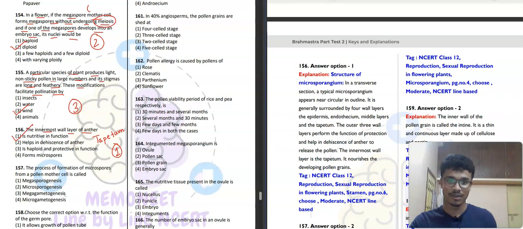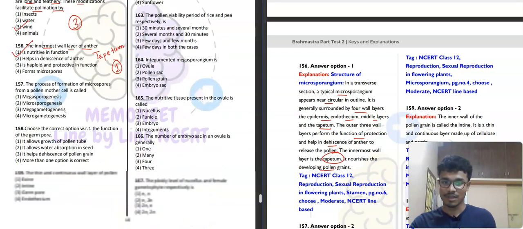It is written that typical microsporangium appears near circular in outline and has four wall layers: epidermis, endothecium, middle layers and tapetum. So the outer three wall layers perform the function of protection and help in dehiscence, and the innermost layer is tapetum. It nourishes the developing pollen grains. So it is nutritive in function. First option will be our correct answer.